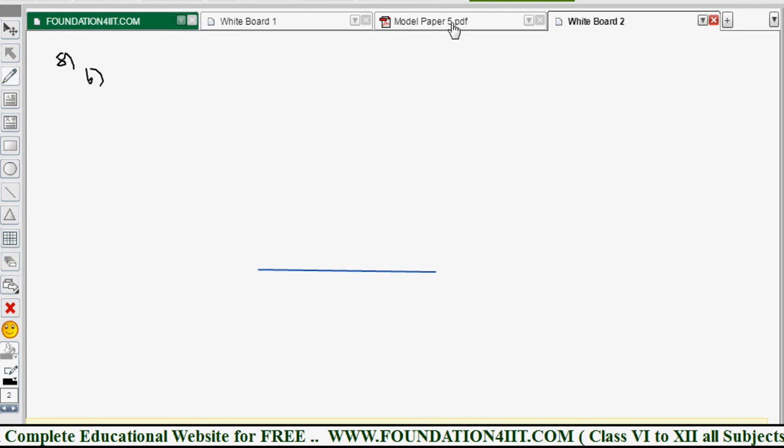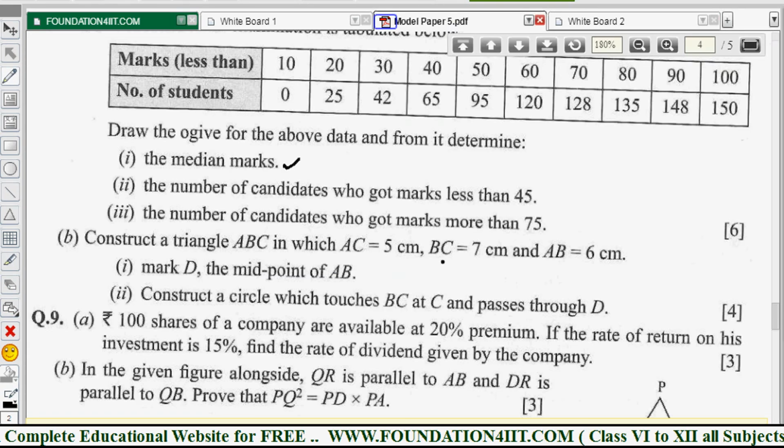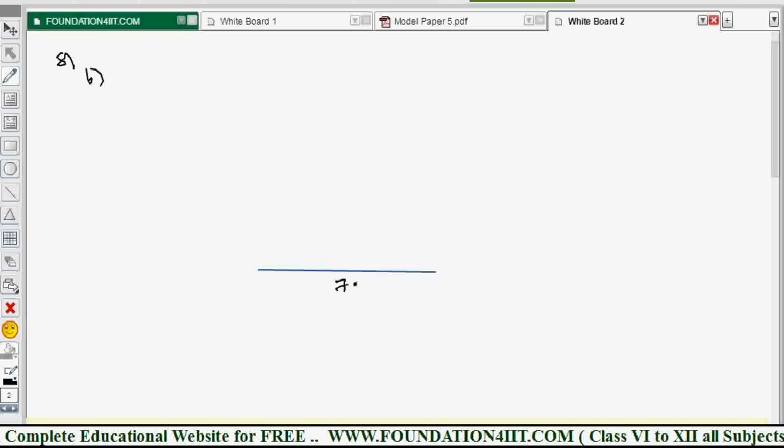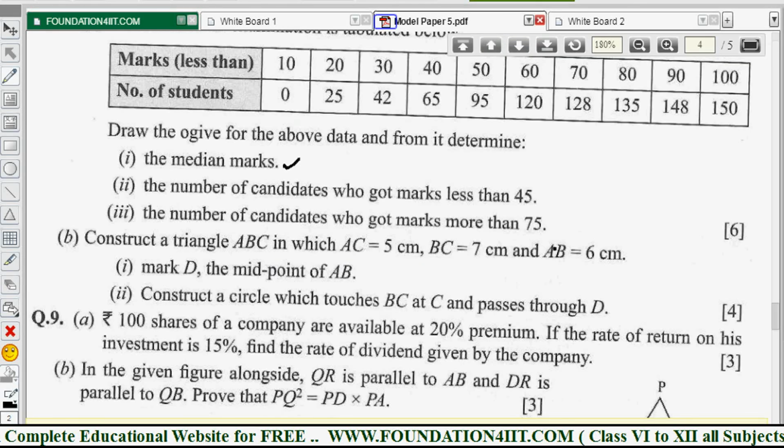So base BC. One of the sides you can take as the base. So base BC is 7 centimeters. This is 7 centimeters, B and C. And somewhere is point A. And we should know the AB distance. AB is 5, AC 5, AB 6.